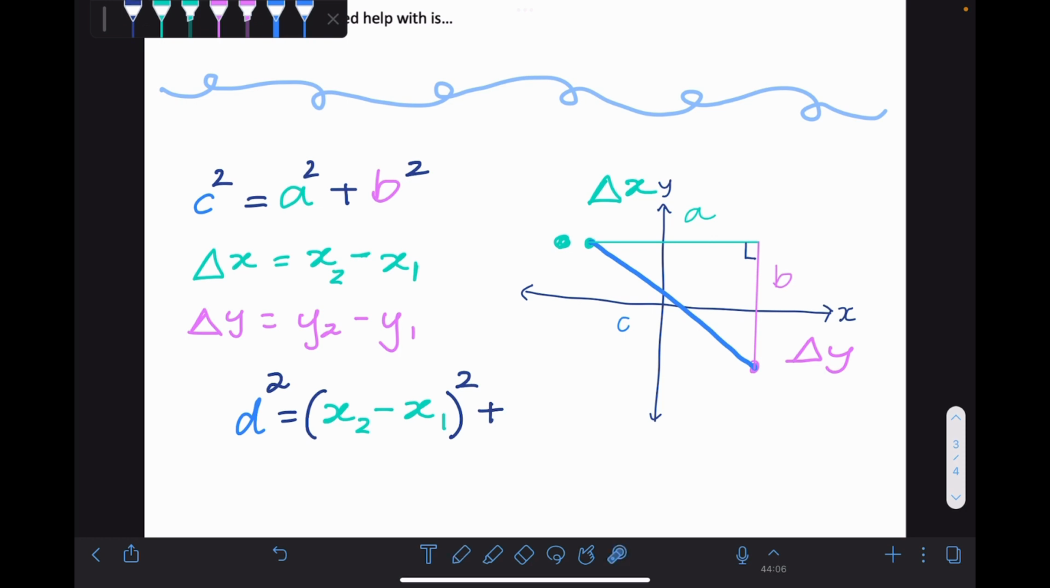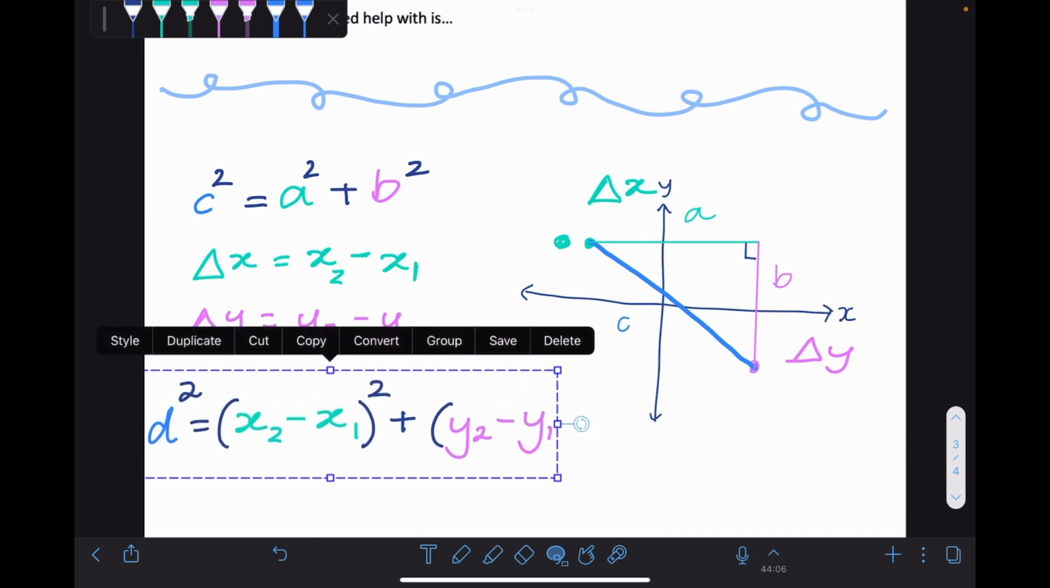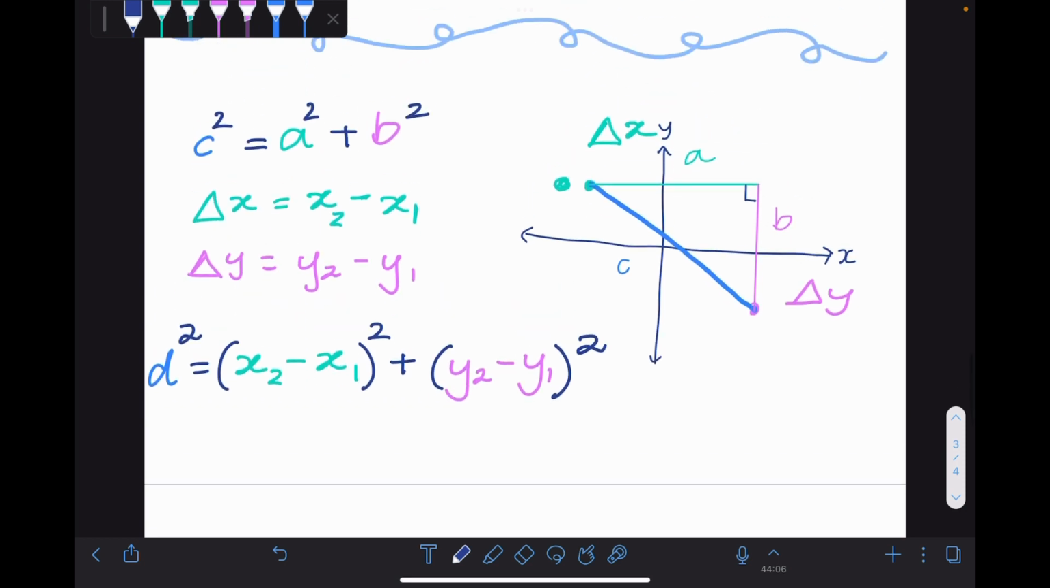We know our b is how y has changed, but we know that the change in y can be written as this. So I'm just going to write it that way. Open brackets, y2 minus y1. Oh no, I'm running out of space. I'm just going to grab it and shuffle it along. Close brackets. Again, we know here that it's squared. So square. That's how we got here.